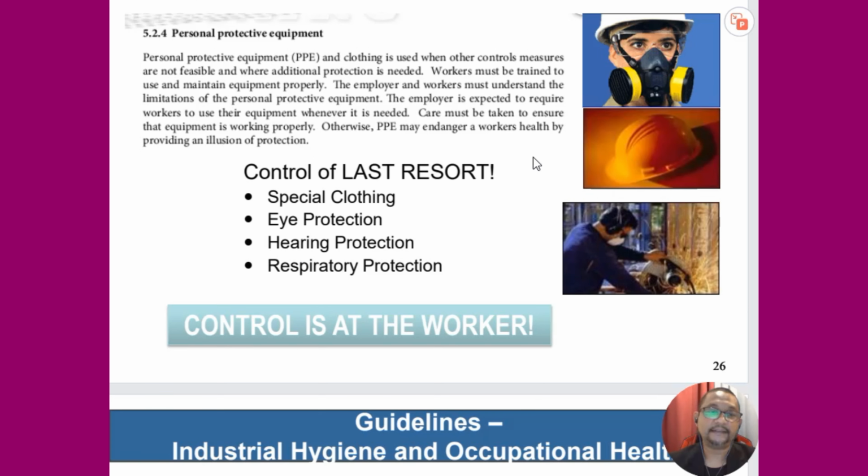And the last one is health surveillance. Okay, health surveillance is regular medical examinations, health screening, and monitoring the workers in high-risk environments. Early detection of health issues to prevent long-term conditions. Okay, that is the control strategies in occupational health.